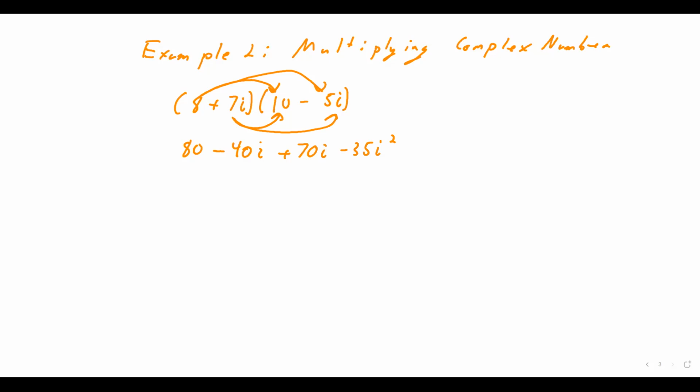Combine like terms. Let's combine the negative 40 and the 70i. I'm going to drop down the 80. What is negative 40i plus 70i? Negative 30i. Very good. Oh, my bad. You're right. Positive 30i. I did that on purpose to make sure you are paying attention. Good job, guys.